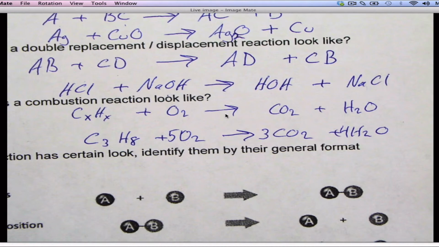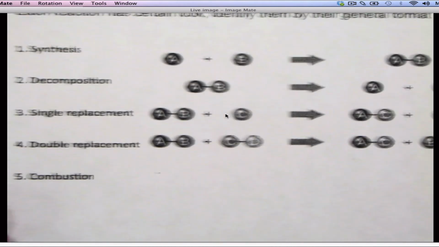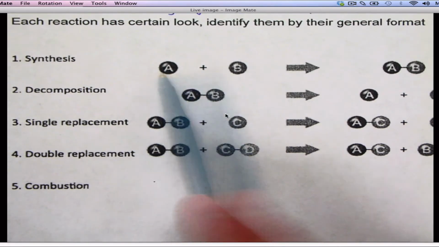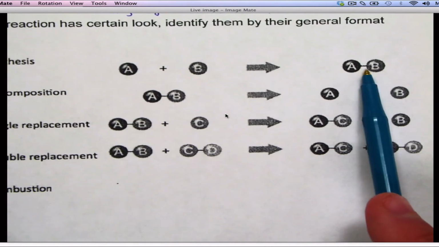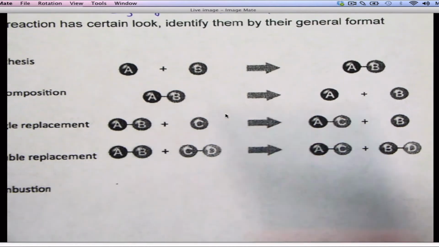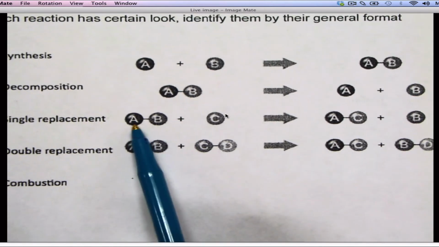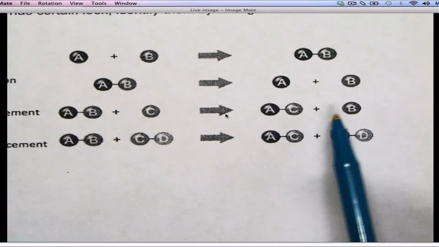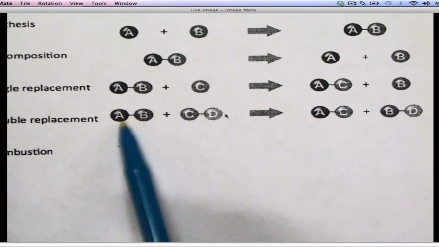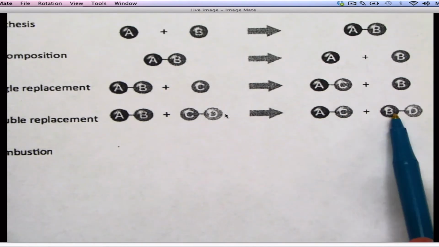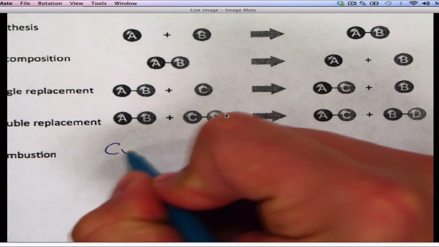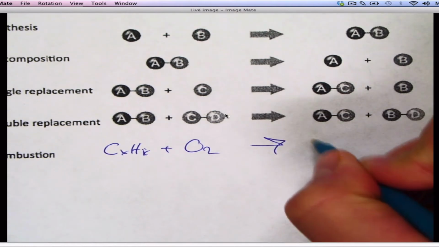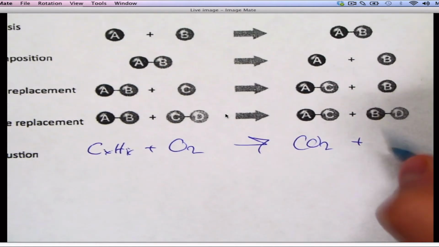Notice the telltale signs. So here's a little guide on the bottom here that might help you out, but notice how to tell it apart. Synthesis. Parts make a compound. Decomp. Compound breaks into its parts. Single replacement. An element and a compound make a new compound and a new element. Double replacement. Two compounds to start with make two new compounds. And then a combustion reaction can look anything like this. It always reacts with oxygen to make CO2 and H2O.